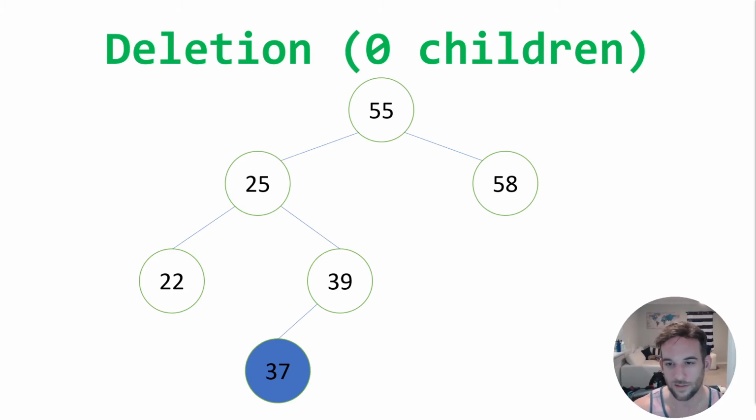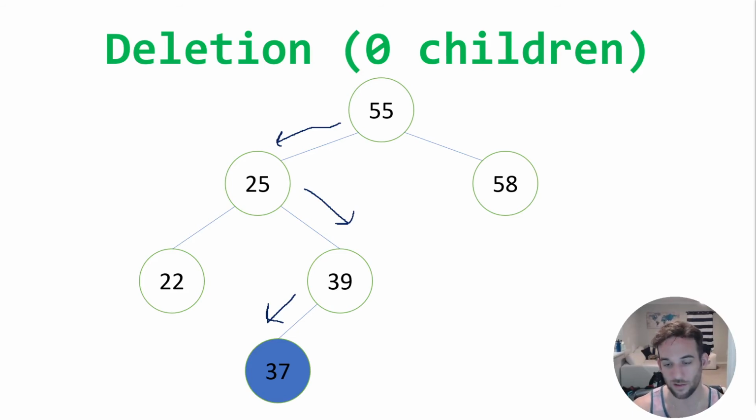Make sure it exists. 37 is less than 55, it's greater than 25, and it's less than 39. Okay, we found it. It exists. So now we want to remove it from the tree. This is the easiest case of the 3. All you would say is you take node 39 and say node 39's left child equals null. Done. It doesn't exist anymore in the tree. And that's pretty much it.